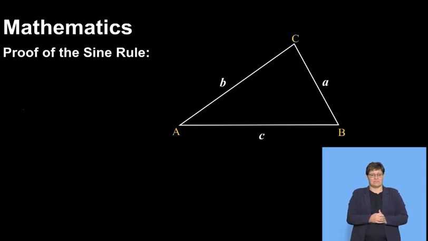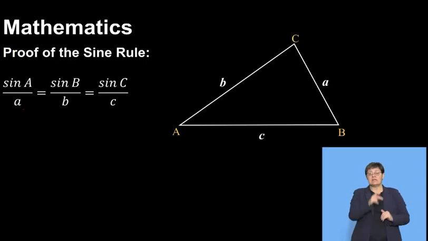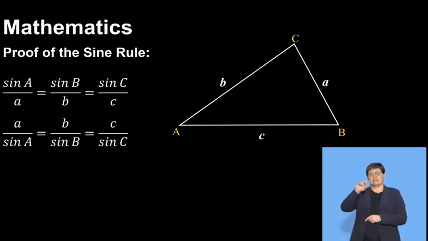So, can you remember what the sine rule is? The sine rule says sine A over a is equal to sine B over b equals sine C over c. And the reciprocal version: a over sine A equals b over sine B equals c over sine C.